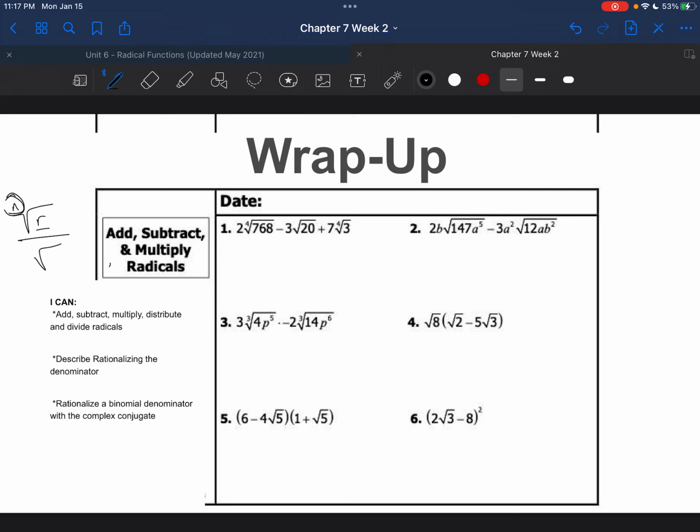We've also learned what rationalizing the denominator means, and it means that we cannot leave a radical in the denominator. We've got to move it by multiplying by itself on both the top and the bottom and moving it up to the top. And we've learned how to rationalize a binomial denominator with a complex conjugate.